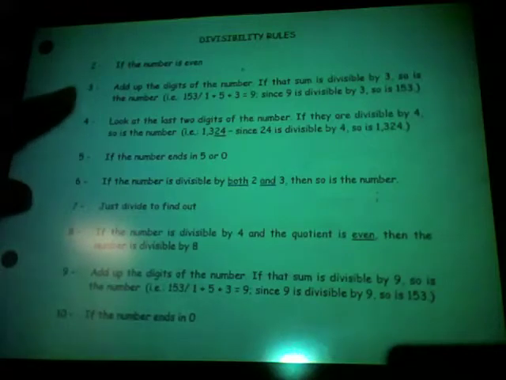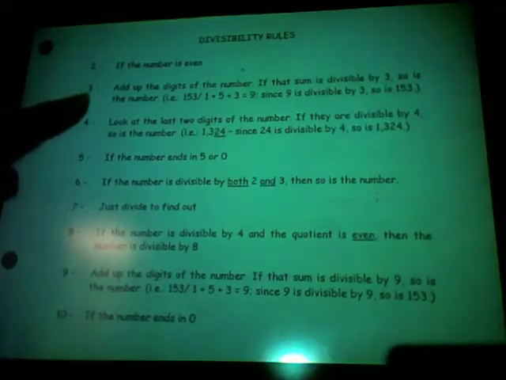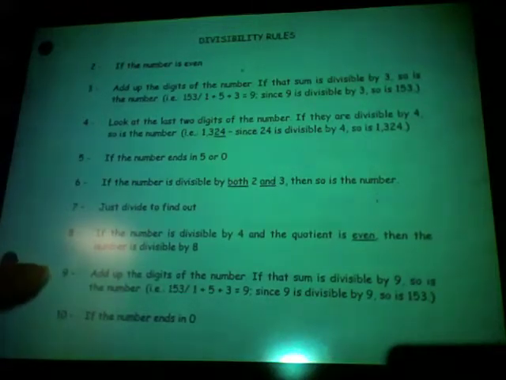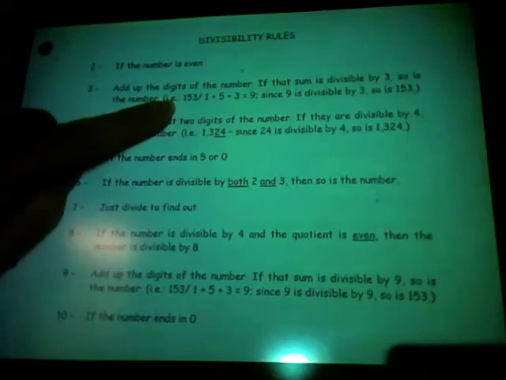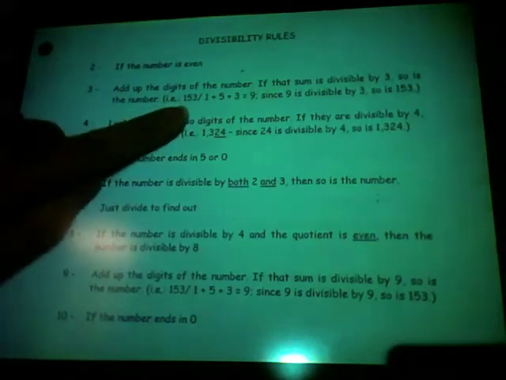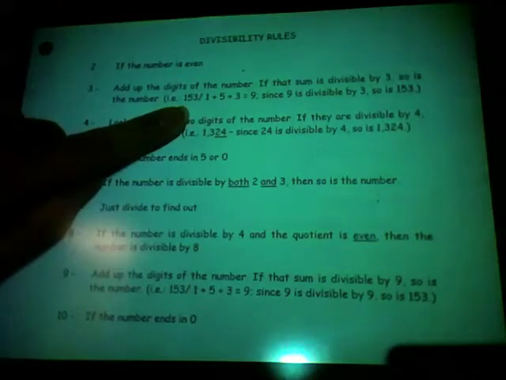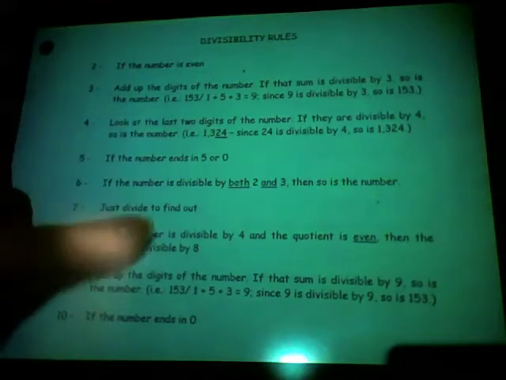The next divisibility rule is 3, and you'll notice that 3 and 9 have exactly the same rule. You add up the digits, and if that sum is divisible by 3 or 9, then the number itself is divisible by 3 or 9. So I put an example here. Both of them are the same example. So 153, if you add up 1 plus 5 plus 3, those are the separate digits, you get 9. Isn't 9 divisible by 3? Isn't it also divisible by 9? So both 3 and 9 go into this number.